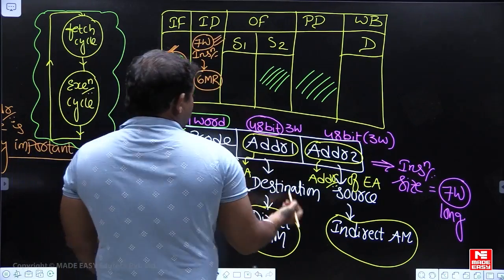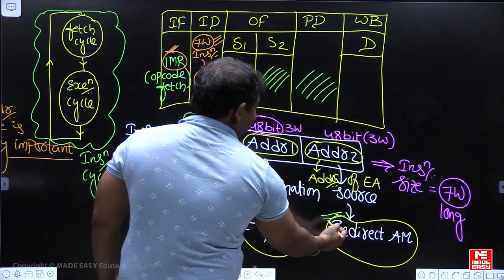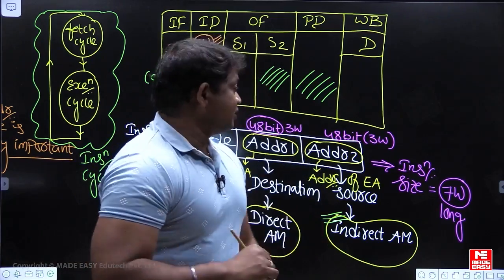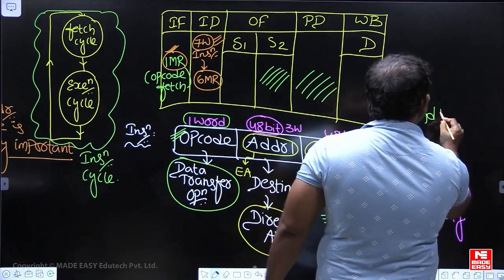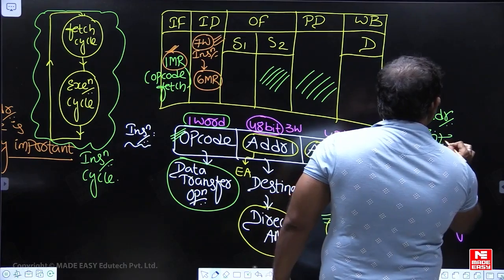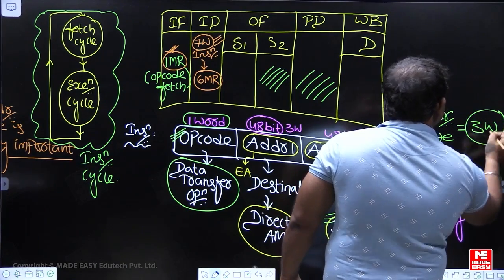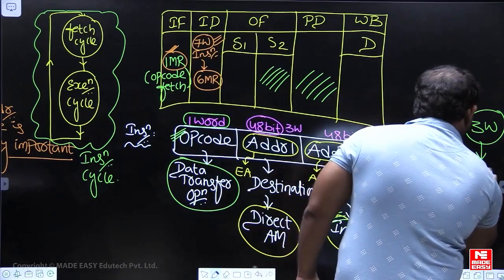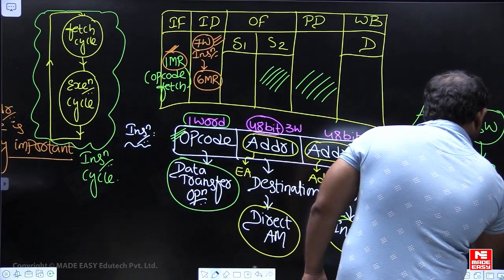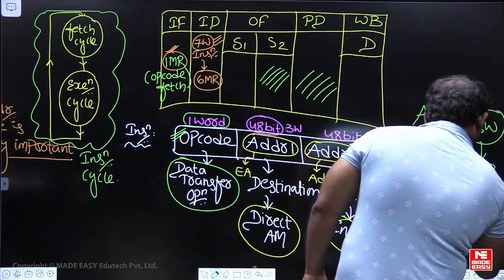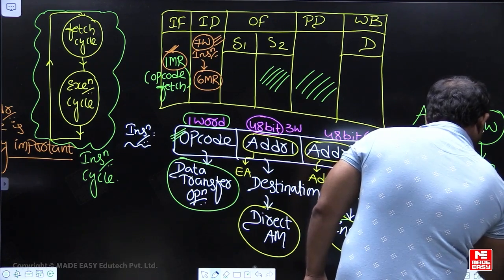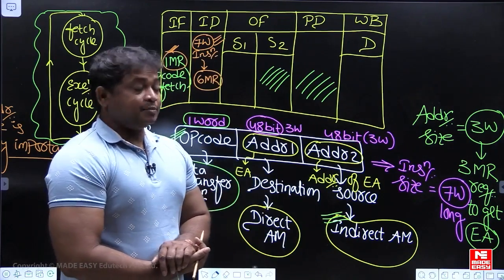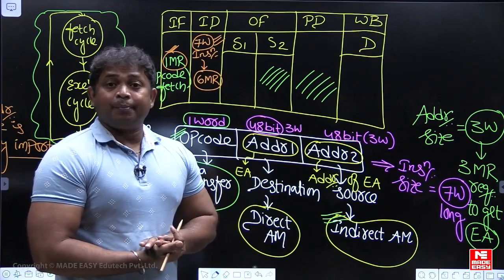Next, source. What is the source addressing mode? Indirect addressing mode. In the indirect addressing mode, first we are going to get the effective address. So here address size is equal to 3 words. When it is a 3 word address, what is required to get the effective address? 3 memory references are required to get the effective address, because the address size is 3 words. That is very important here.